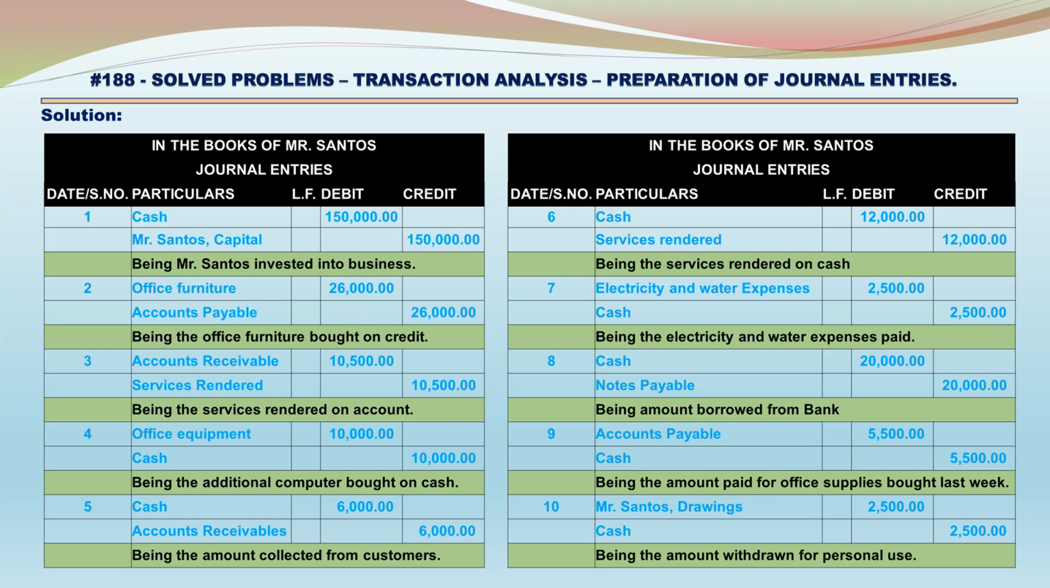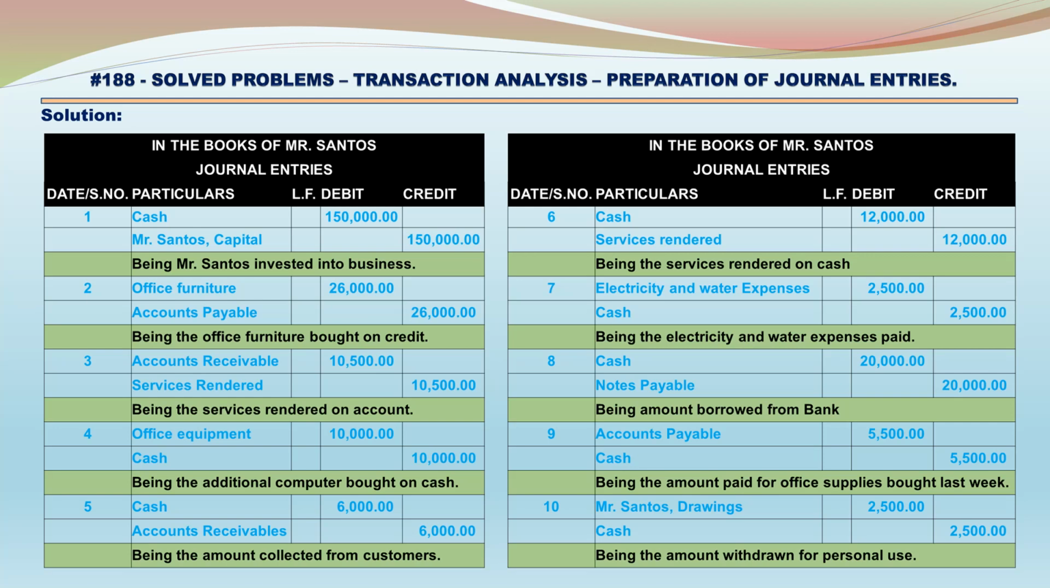4. Office equipment debit 10,000, cash credit 10,000, being the additional computer bought on cash. 5. Cash 6,000 debit, accounts receivable 6,000 credit, being the amount collected from customers. 6. Cash debit 12,000, services rendered 12,000 credit, being services rendered for cash. 7. Electricity and water expenses debit 2,500, cash credit 2,500, being the electricity and water expenses paid.